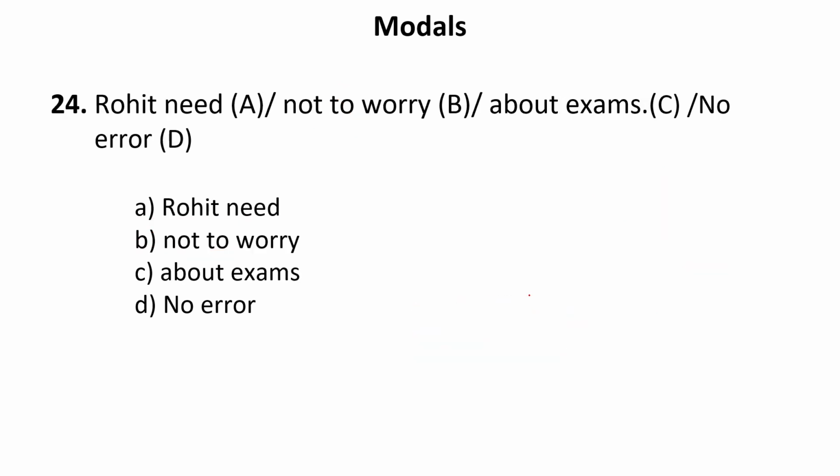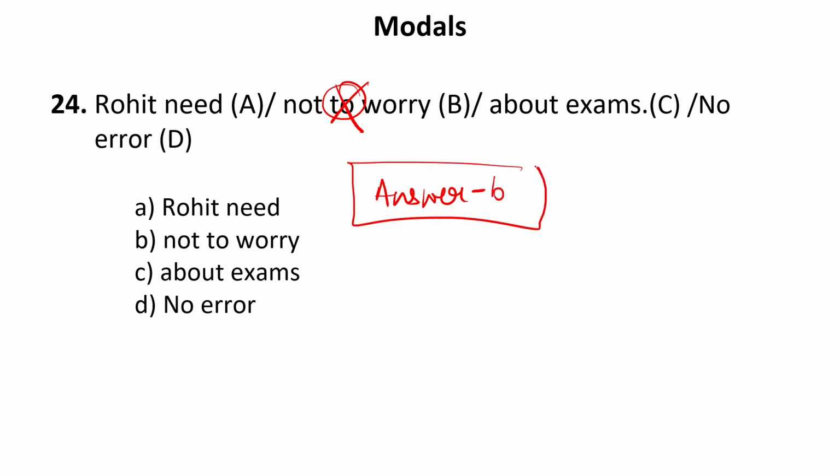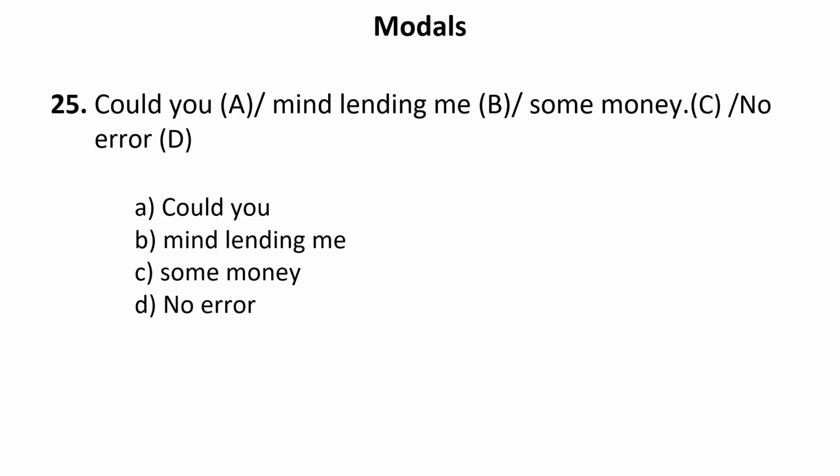Now let us move to the next one. Rohit need not to worry about exams. Again, this to is incorrect. So our answer is B because to is incorrect over here. That is, after need not we cannot use to. So answer is B. Therefore, B part contains error. To should be removed. So the correct sentence will be Rohit need not worry about exams.